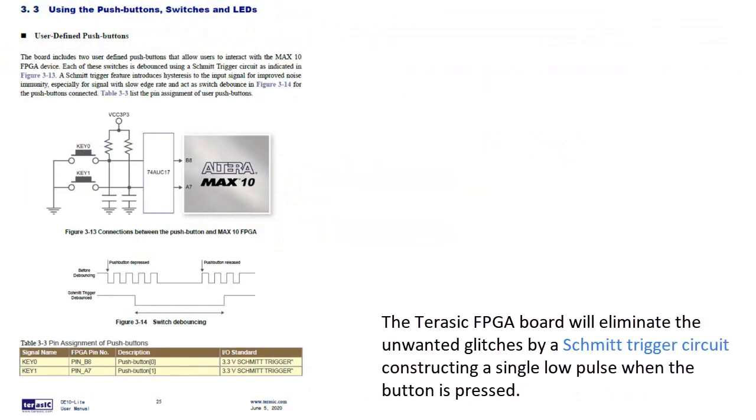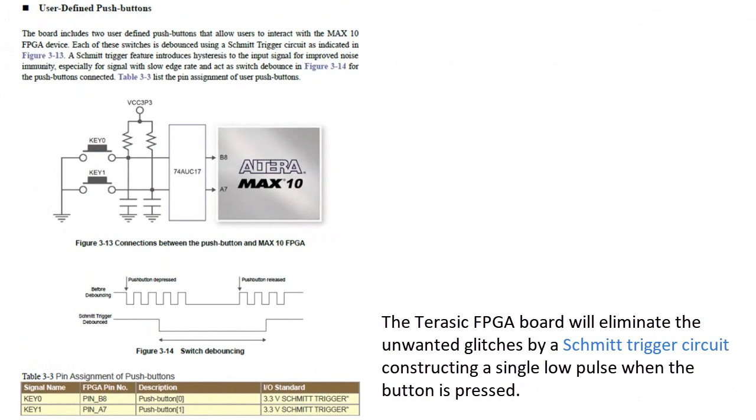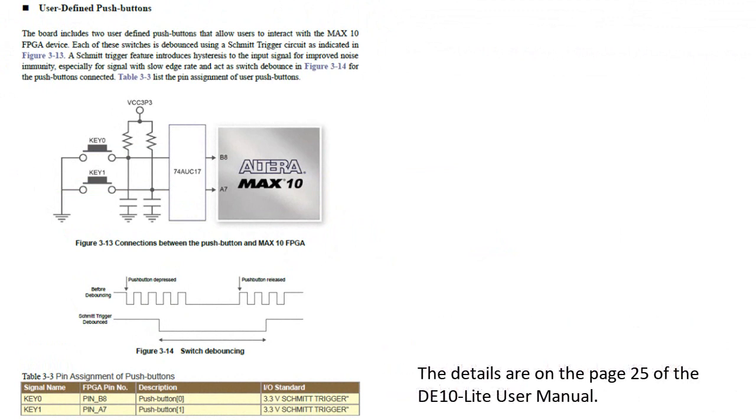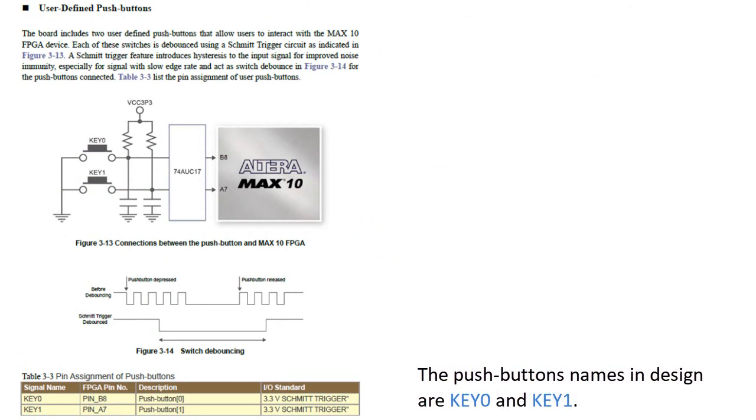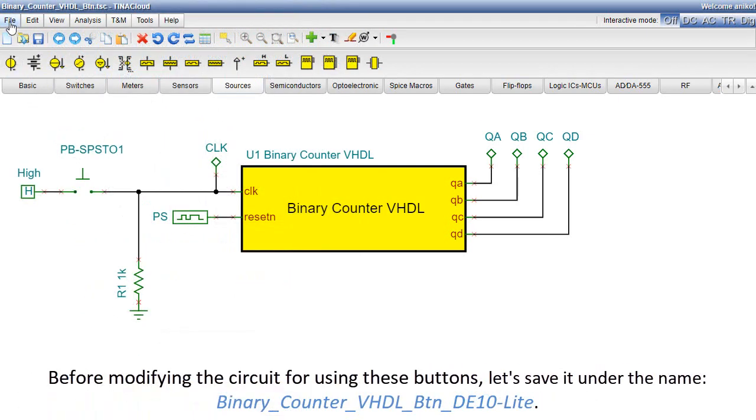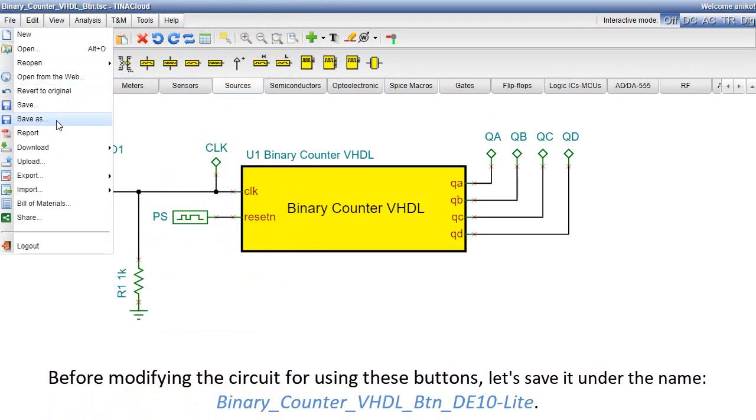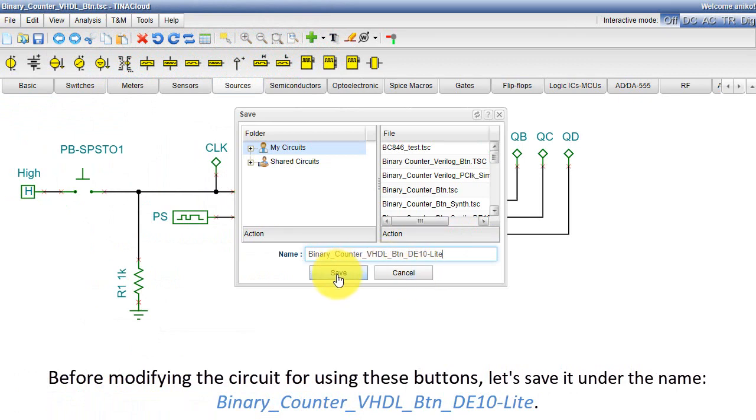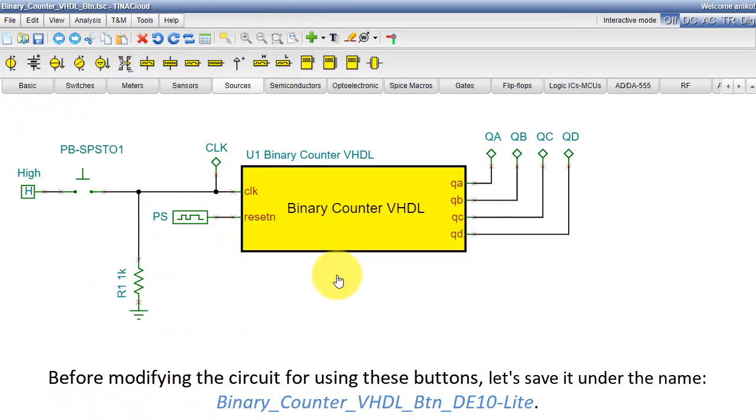The Terasic FPGA board will eliminate the unwanted glitches by a Schmitt trigger circuit, constructing a single low pulse when the button is pressed. The details are on page 25 of the DE10-Lite user manual. The push buttons' names in the design are KEY0 and KEY1. Before modifying the circuit for using these buttons, let's save it under the name, binary counter VHDL BTN DE10-Lite.